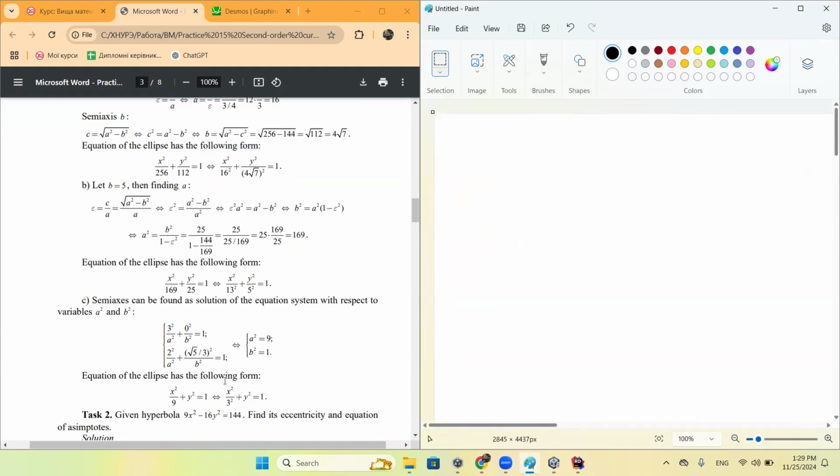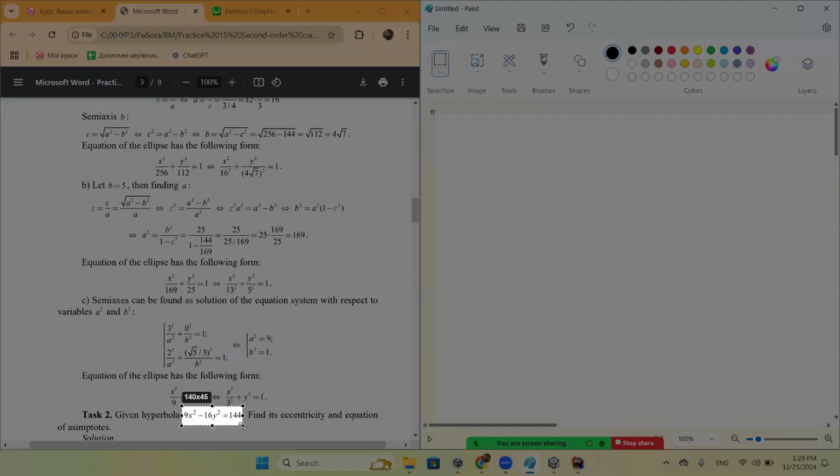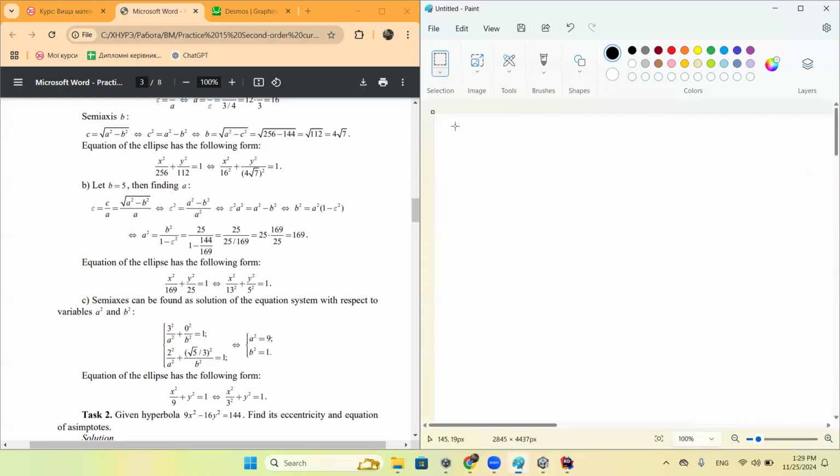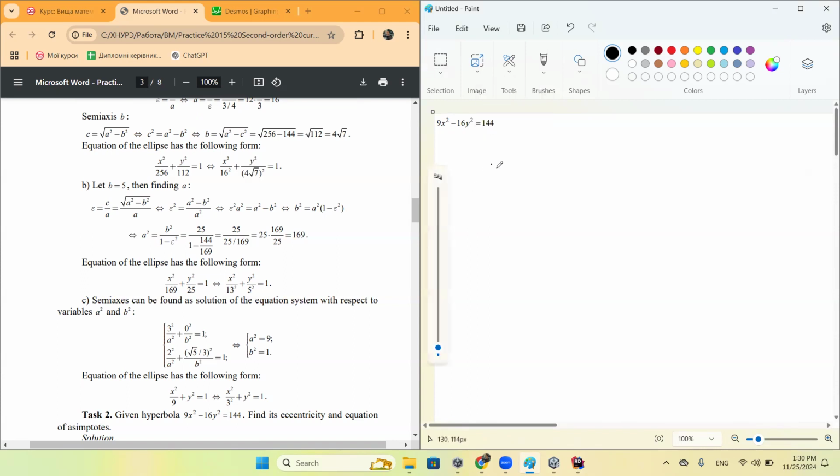So we need to find the eccentricity and the equation of asymptotes for the hyperbola. And the question is how to solve it. So what do we have to start with? To find the eccentricity and asymptotes, we need to substitute this equation to the canonical form. Yeah, we need to transform to the canonical form, correct. So we divide both parts by 144.